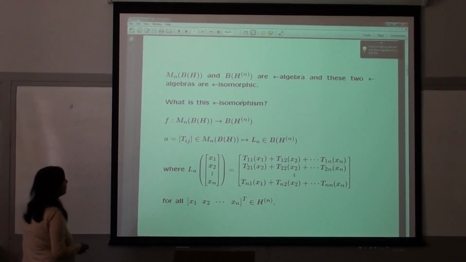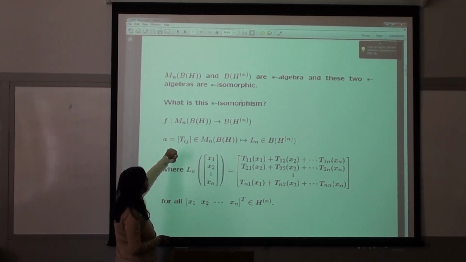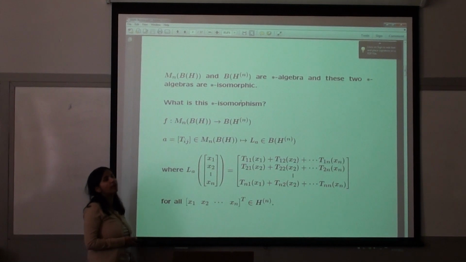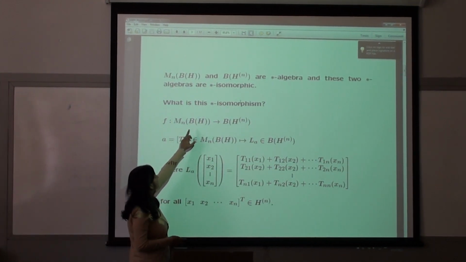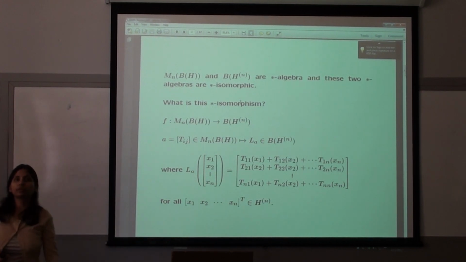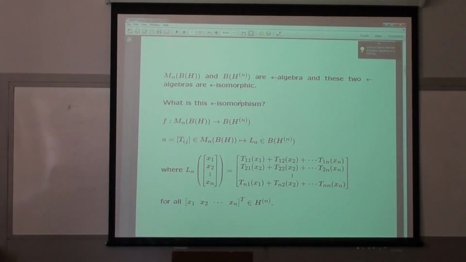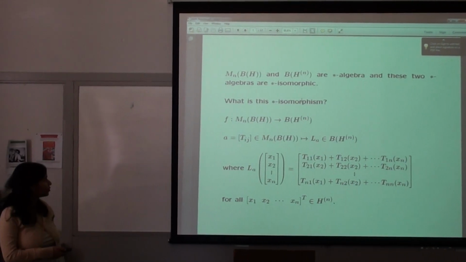By this identification, you can check that the conjugate transpose is preserved, and in fact this is a star isomorphism. So we can identify these two spaces, n cross n matrices over operators and bounded operators on n copies of the Hilbert space. These two spaces are star isomorphic.